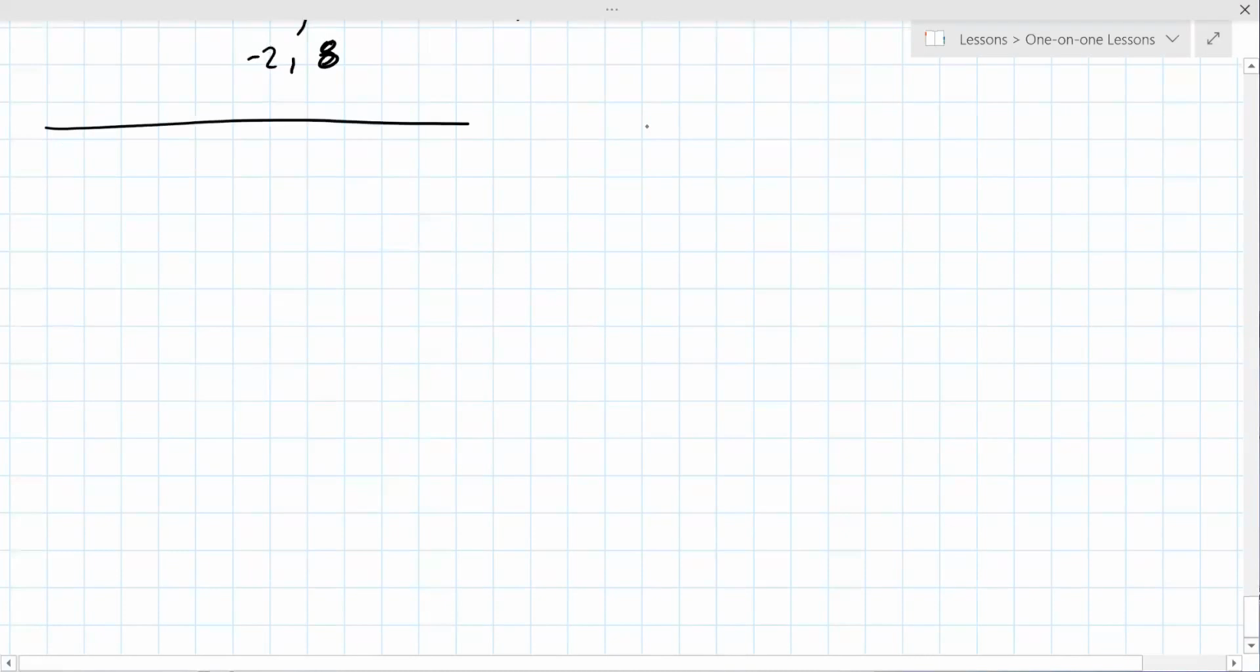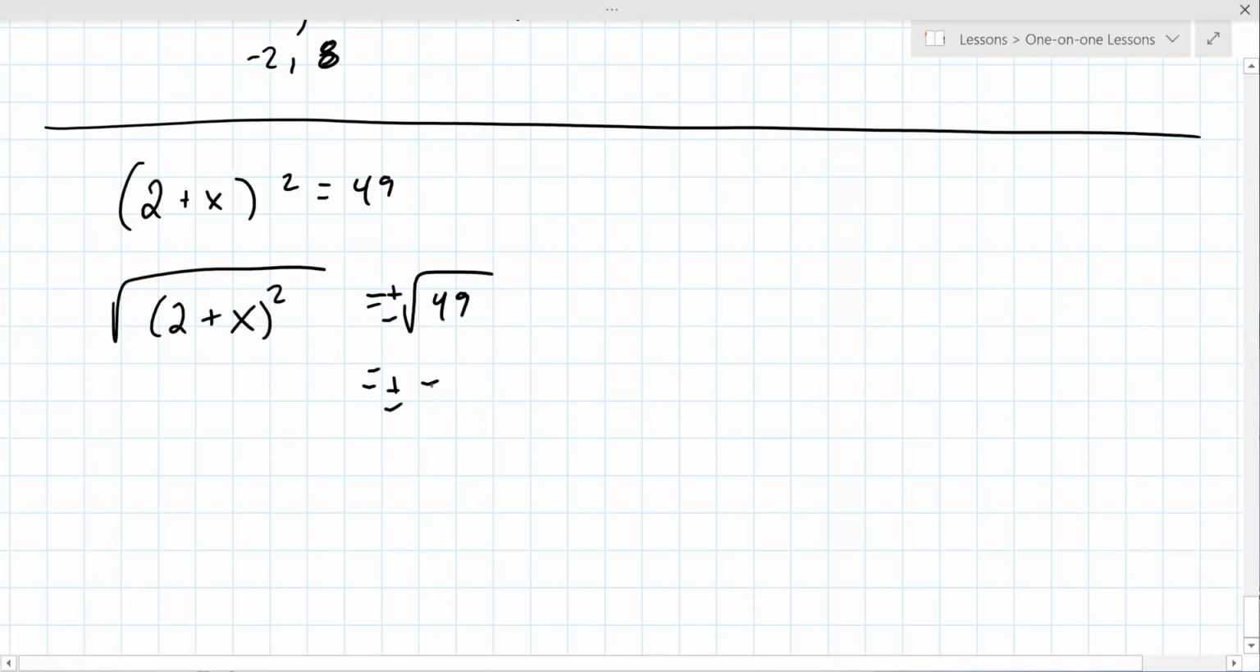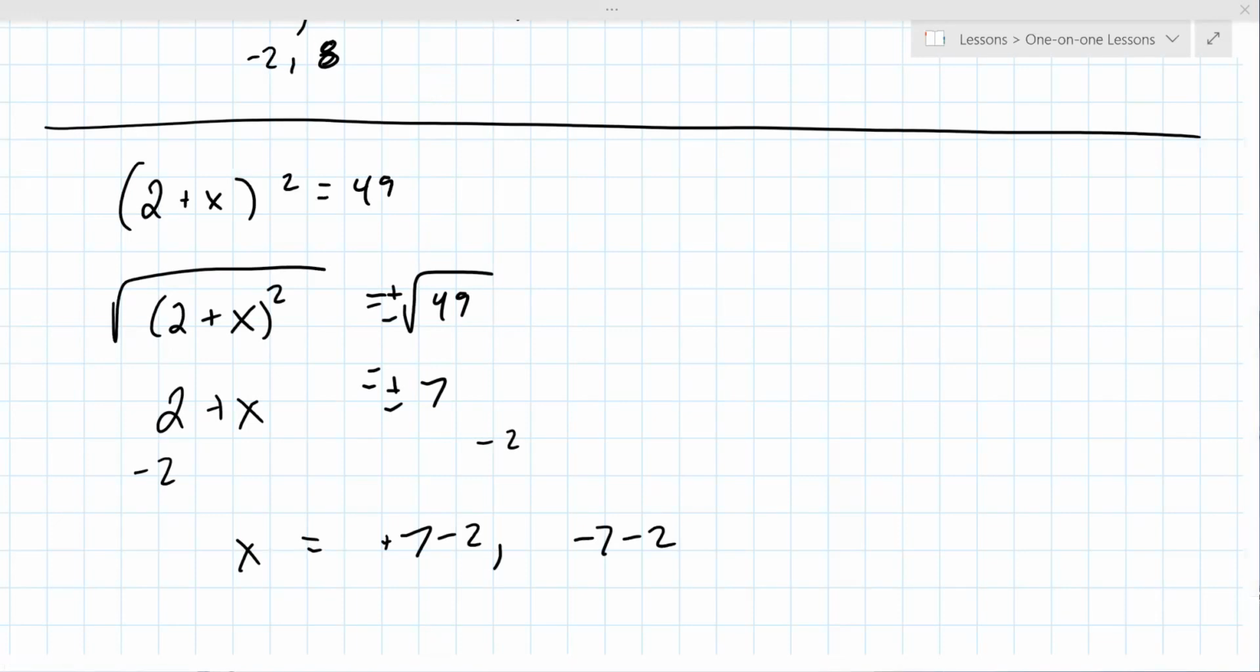Number 50. Okay, so this is really similar. You're going to square root both sides. What do you get on the right hand side when you square root? We get plus or minus 7. Okay, so 2 plus x equals plus or minus 7. This time you can just move the 2 over. So it's positive 7 minus 2, or it's minus 7 minus 2. So I got 5 and negative 9. Yeah. All right.